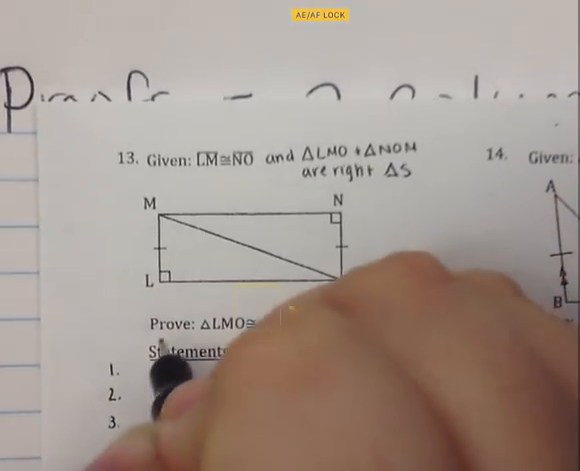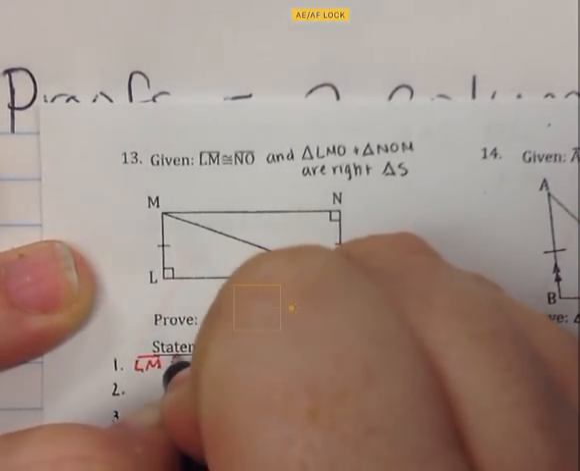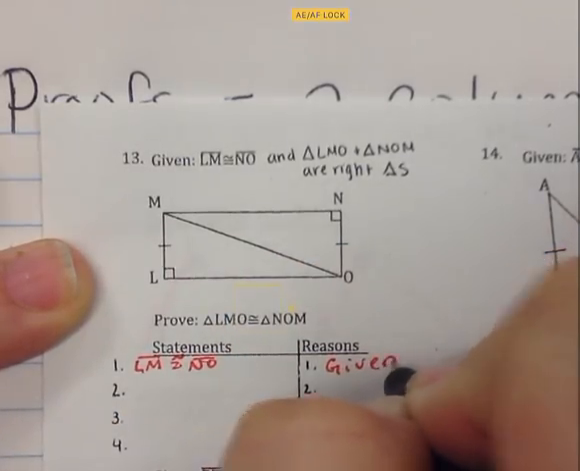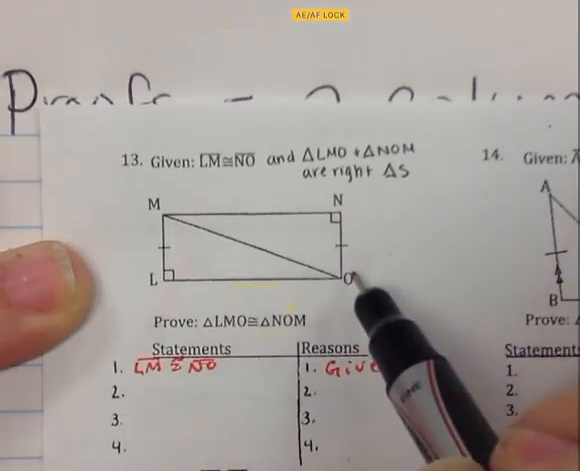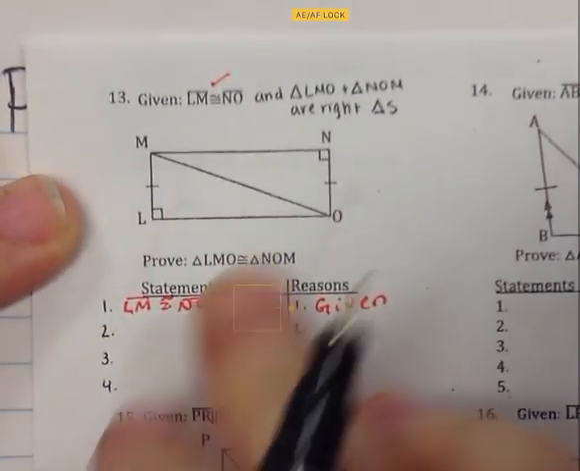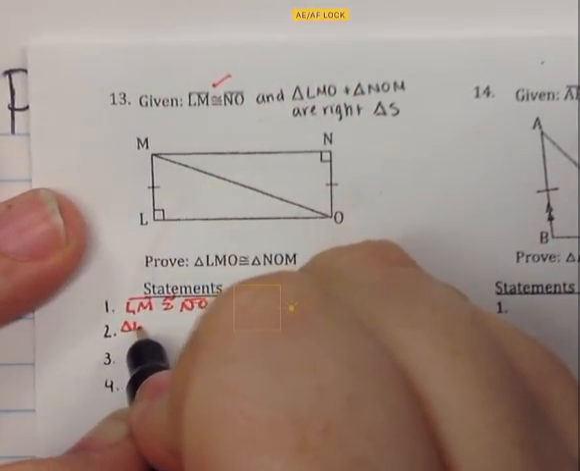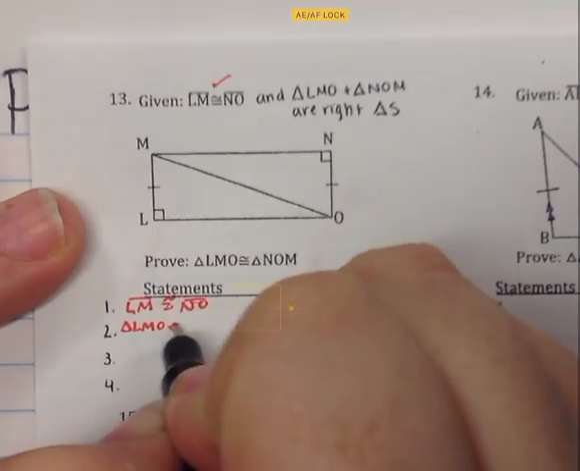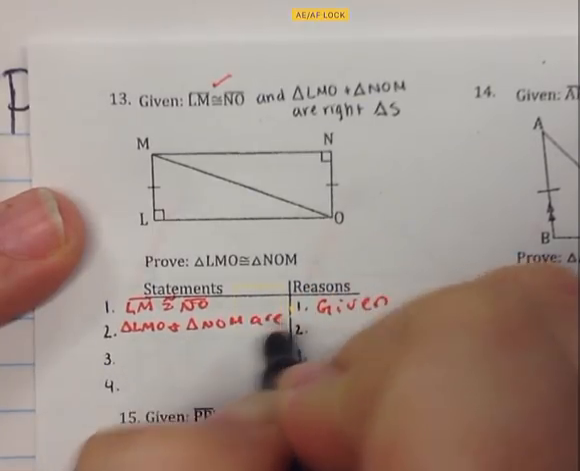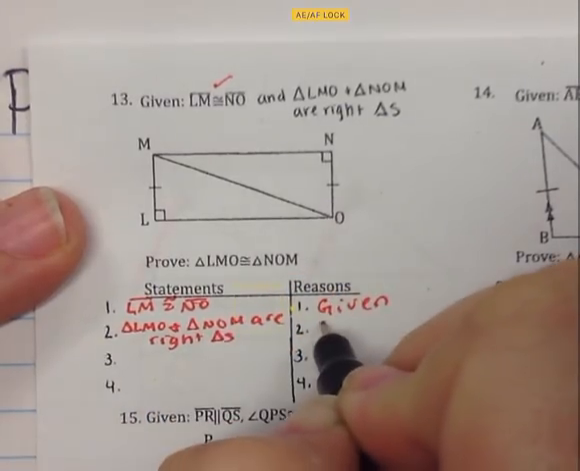So the first one we're going to put is segment LM is congruent to segment NO because it's given. LM has a tick mark, NO has a tick mark. This is congruent, we can put a check mark. The second statement is that triangle LMO and triangle NOM are right triangles, and that's because it's given.